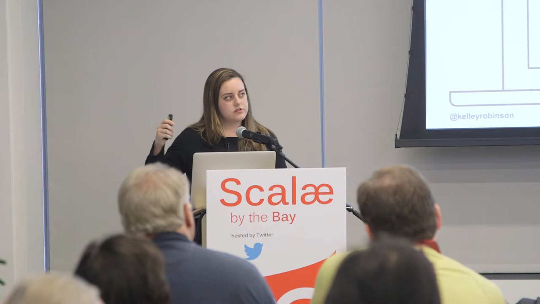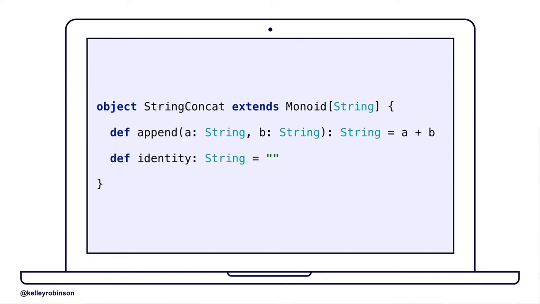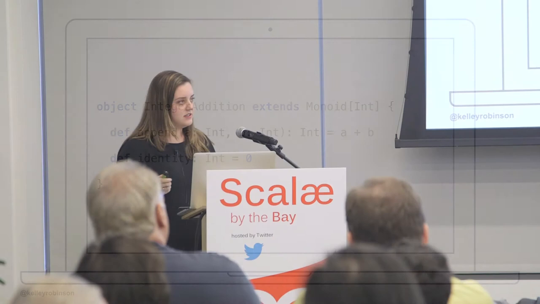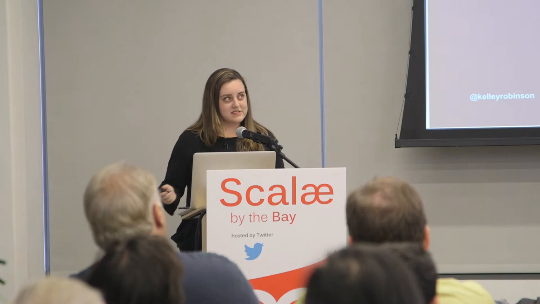So we can look at a couple examples of this. String concatenation is a really good example of a monoid. You can take two strings, put them together, and you have another string. And then for the identity value to have no effect, you use the empty string. Another great example of a monoid is integer addition. So if you take two integers and put them together, you have another instance of an integer. And then for the identity value to have no effect, you set it to zero. So that's a super, super brief introduction to monoids. And that brings us to talking about monads.